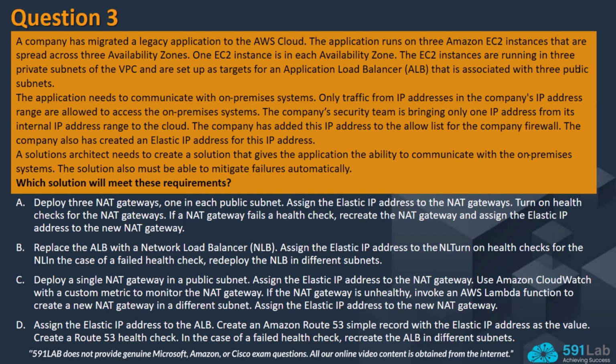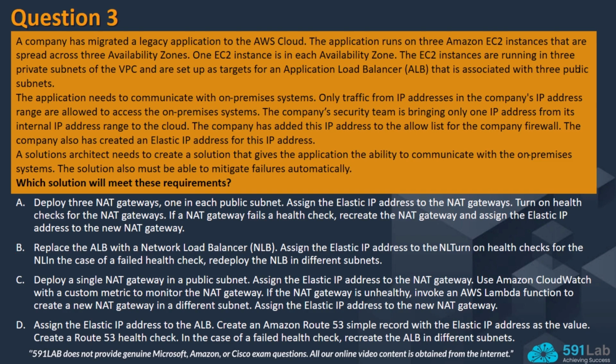Option B. Replace the application load balancer with the network load balancer. Assign the elastic IP address to the network load balancer and turn on health checks for the network load balancer. In the case of a failed health check, redeploy the network load balancer in different subnets. Similar to option A, the NLB is designed for incoming traffic distribution, not outbound communication. It is not the appropriate choice for this scenario.